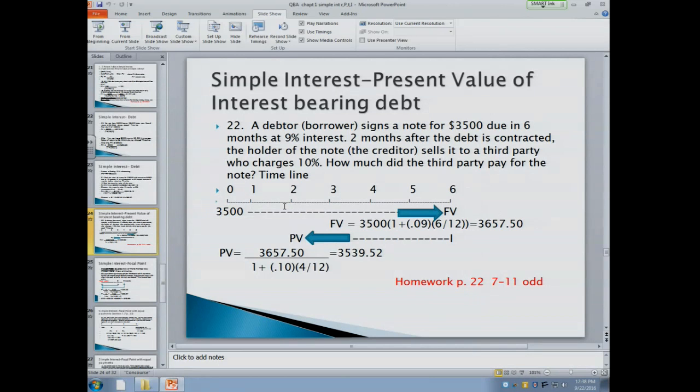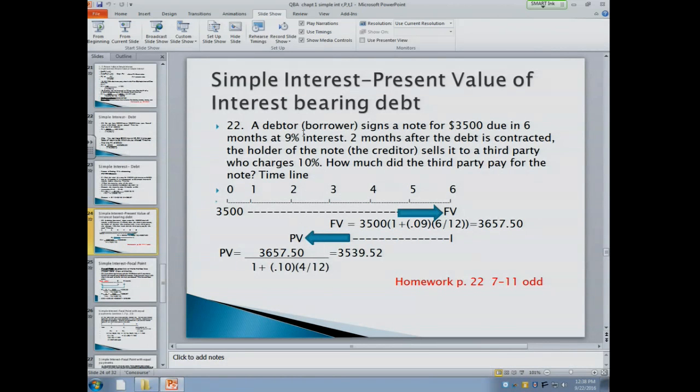But at 2 months, Bank A says, you know what? I need some cash. I want to maybe put up some more banks in the area. So I want to generate some cash. So it goes to Bank B and says, here's a note. And in 4 months, you're going to have $36.57.50. Can you give me the cash now? And the bank will say, sure.